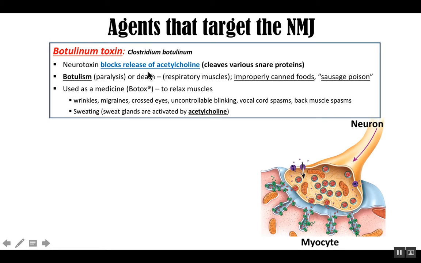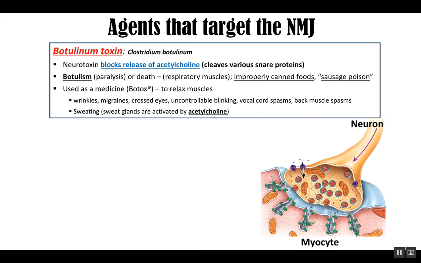If enough of this bacterium or the toxin gets ingested, it can cause extreme paralysis called botulism, and it can even cause death by causing complete paralysis of your respiratory muscles. This is not a very common disease anymore because microbiologists figured this out, and we make sure that when we prepare foods using canning, we destroy this microbe.